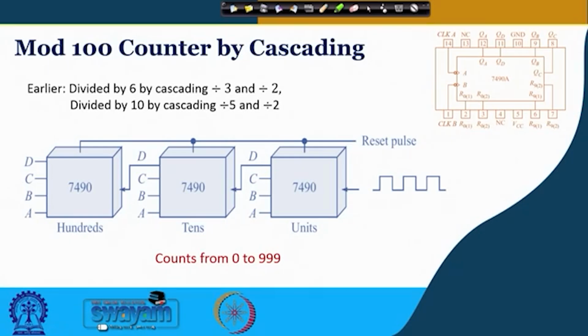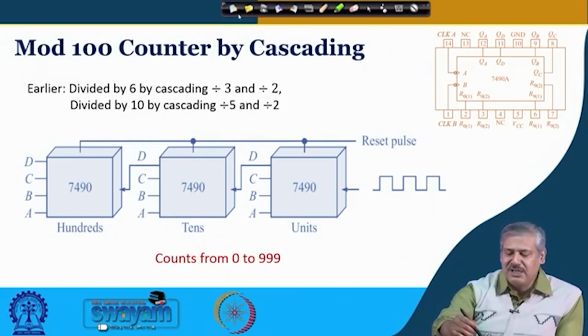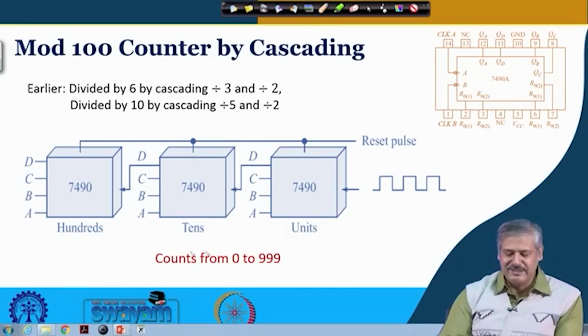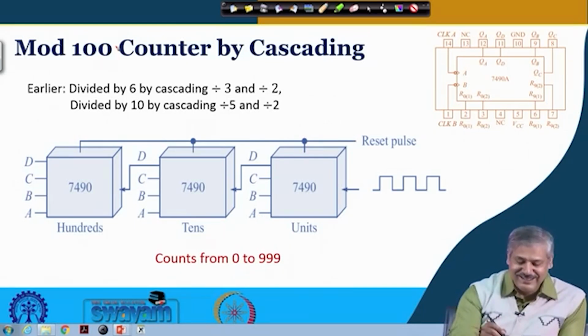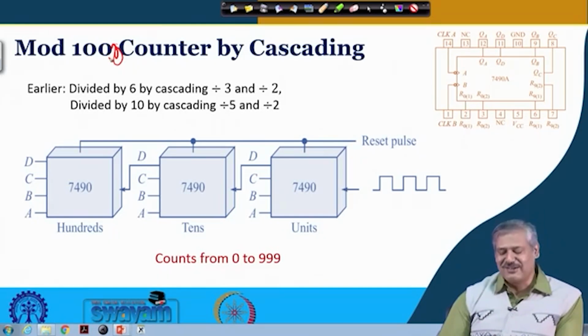Finally, we can extend the way we were cascading circuits to get higher modulo numbers, from 6 to 10. By connecting modulo 10 counters in cascade like this, three 7490s one after another, what can we get? We can get a modulo 1000, not 100, please take note of this. A modulo 1000 counter, 0 to 999, the count is possible, right.